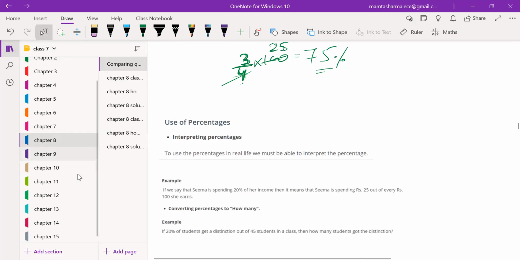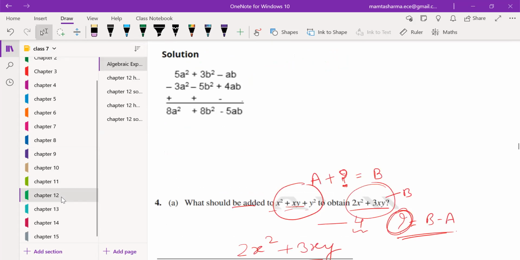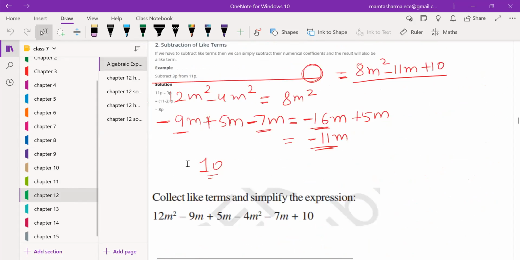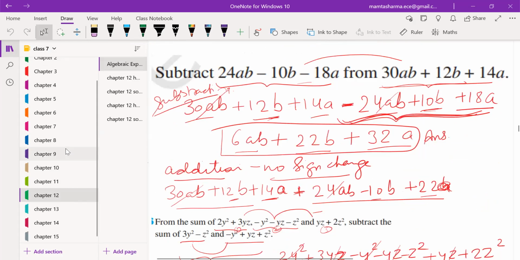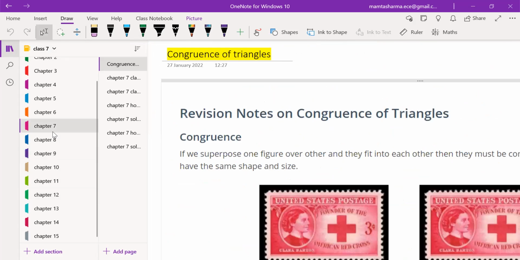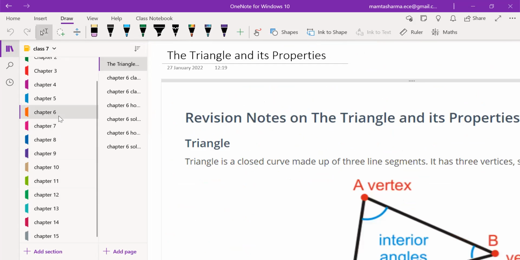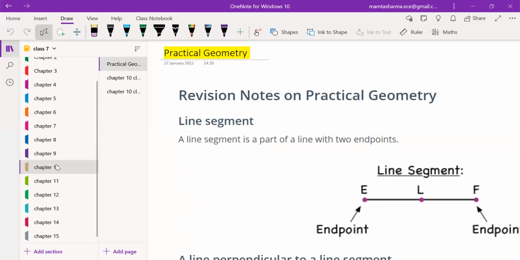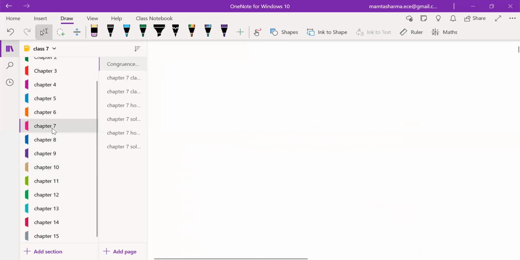Ma'am, I have doubts in question number. Which chapter? Ma'am, my first one is from comparing quantities only. I have 6 doubts from comparing quantities. So tell me one by one. Ma'am, the first one is express the following in the simplest form. I have 2 doubts in this, ma'am. 8:13, simplest form.